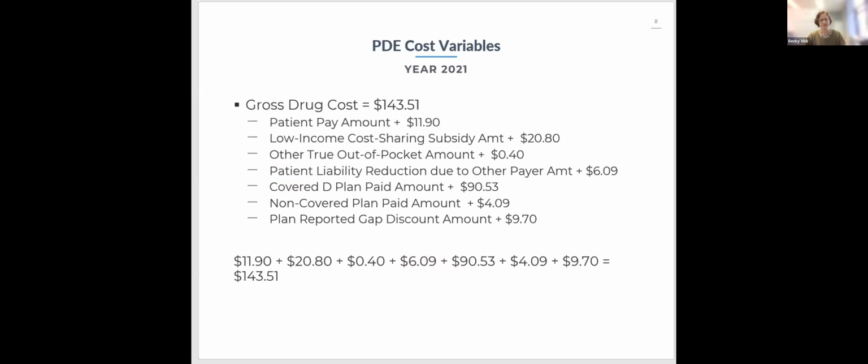So here, if I didn't say it already, if you sum up all 7 of those components of the PDE record, you should get the gross drug cost or total RX cost amount variable. They should equate. So here's just an example of summing each component and it gets you the total, $143.51.